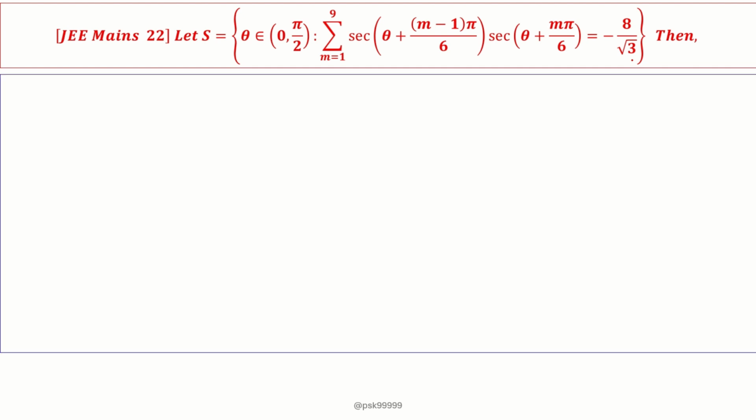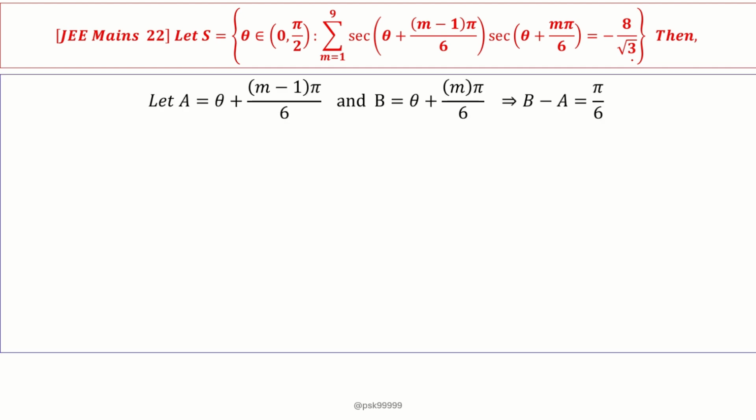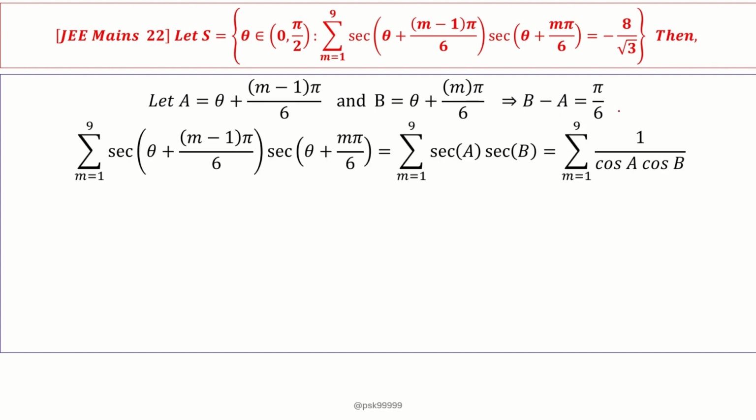So yeah, this one is also easy. Let's first simplify. Let's call A equal to theta plus m minus 1 pi by 6, and B equal to theta plus m pi by 6. If I subtract B minus A, I get pi by 6. Correct? Only the difference is pi by 6. This minus pi by 6 will become minus of minus, which is plus pi by 6. Once you know this, you can simplify it very easily.